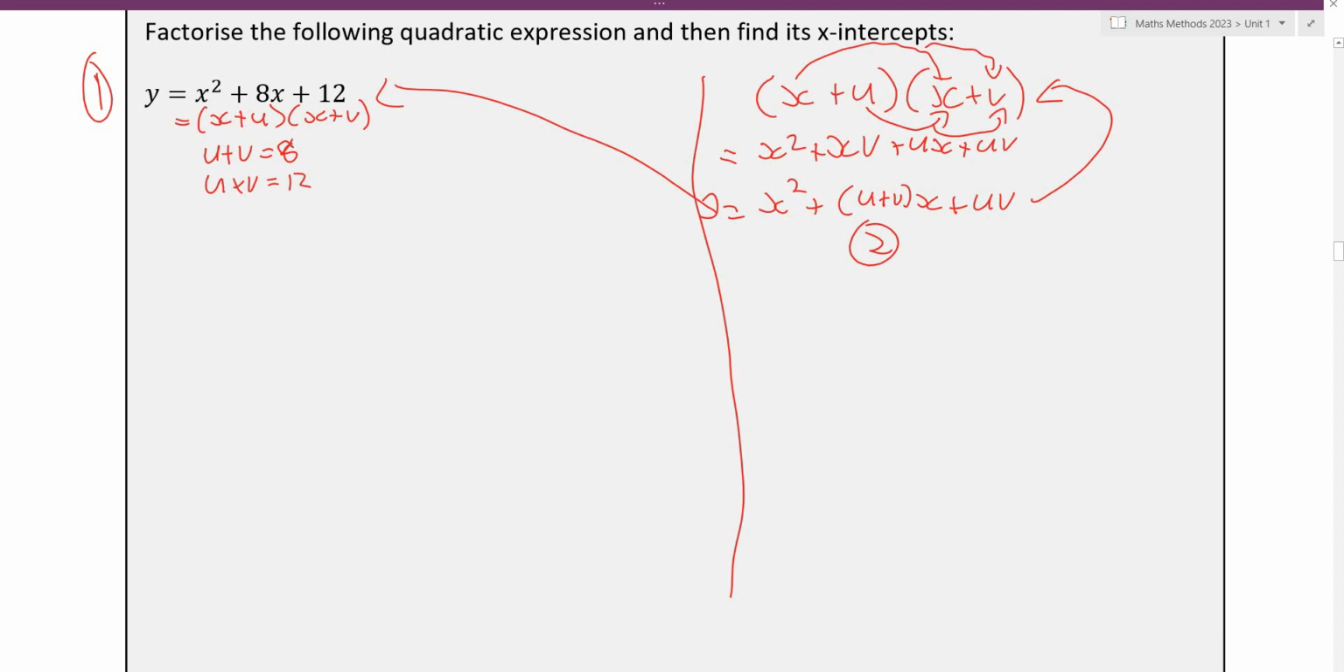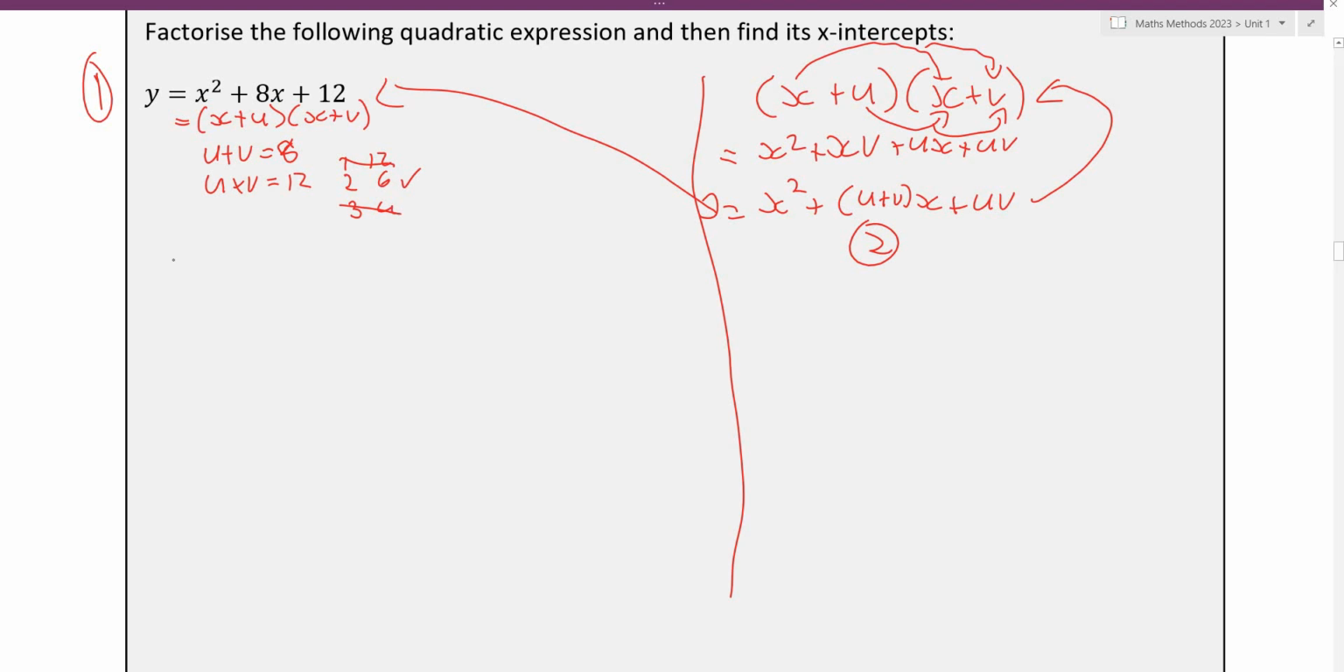Looks more like an 8 now. So all we've got to do is figure out what numbers add to 8 and multiply to 12. So let's look at the factors of 12. We've got 1 and 12. They add to 13. No good. 2 and 6. They add to 8. And I'll just say 3 and 4 as well, but they add to 7. So the only two numbers that multiply to 12 and add to 8 have to be 2 and 6.